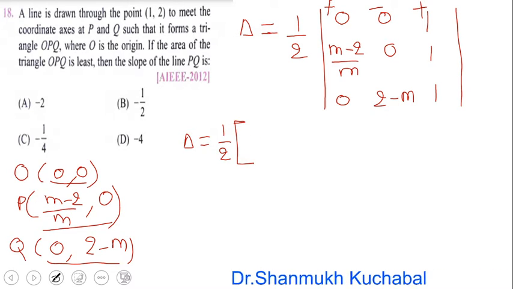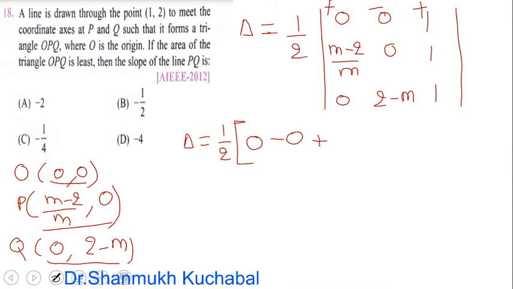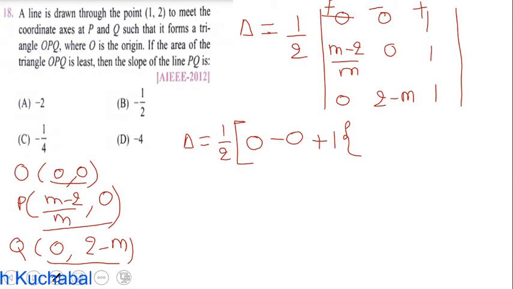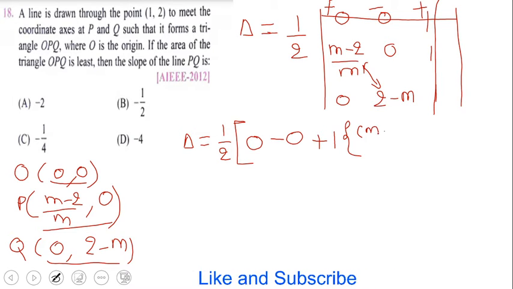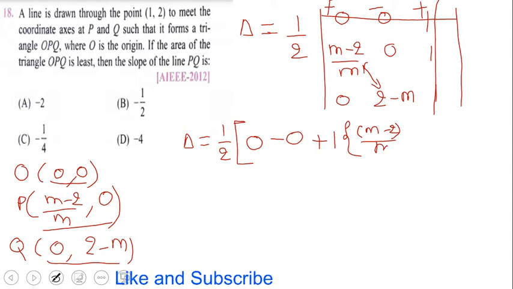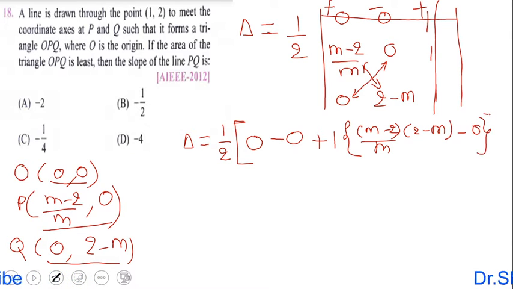The first element is 0, which will become 0. The second element is 0, minus 0 I am writing. The third element is 1. Now we have to expand this. The corresponding row and column we eliminate, and we cross multiply in this way: diagonal element first and then non-diagonal element. The diagonal elements multiplication we get as (m minus 2) divided by m into (2 minus m), minus the non-diagonal elements multiplication, 0 into 0, which is 0. Close this.